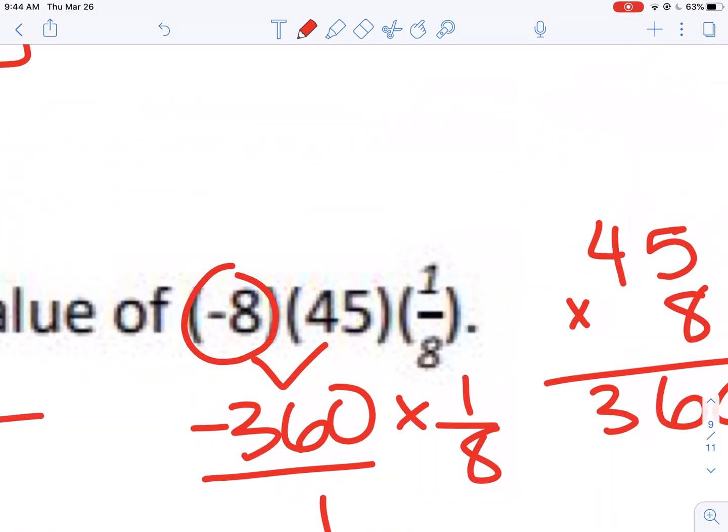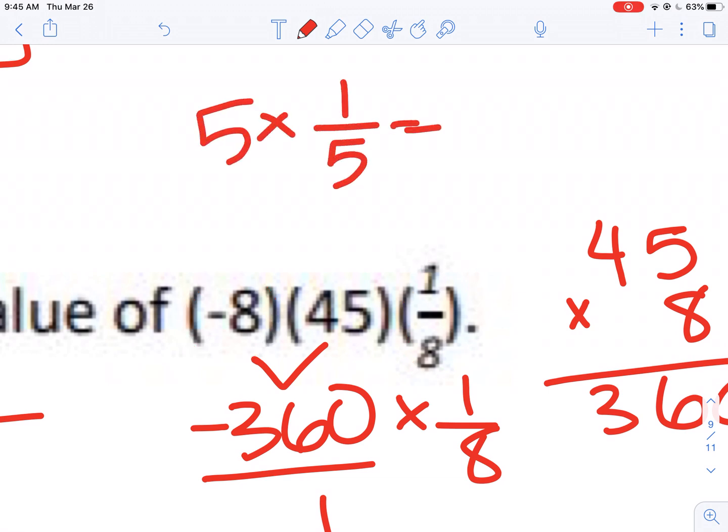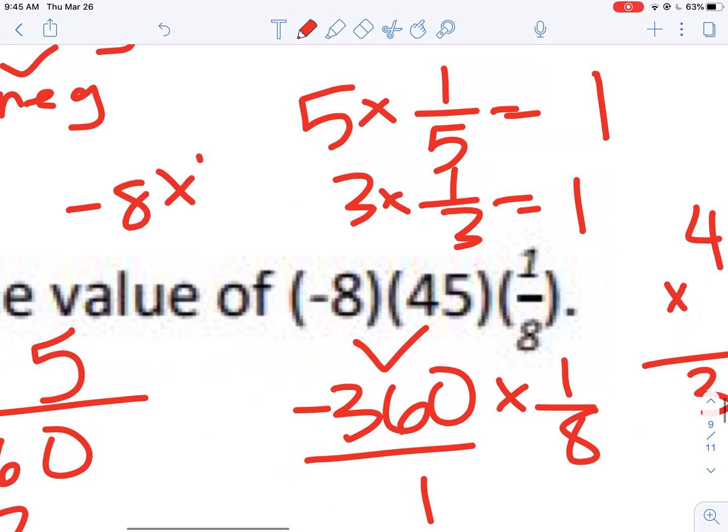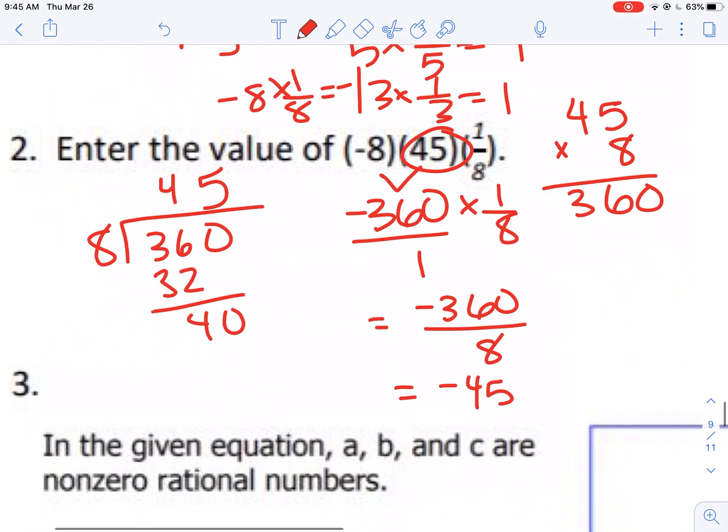And a way that we could have done that, without doing all this work, is that -8 times 1/8 is just going to be -1. Like if you have 5 times 1/5, that's just 1, because you have 5 and you're dividing it by 5. So like 3 times 1/3 is 1. So in any case, -8 times 1/8 would have just been -1, and then you just do that times 45.